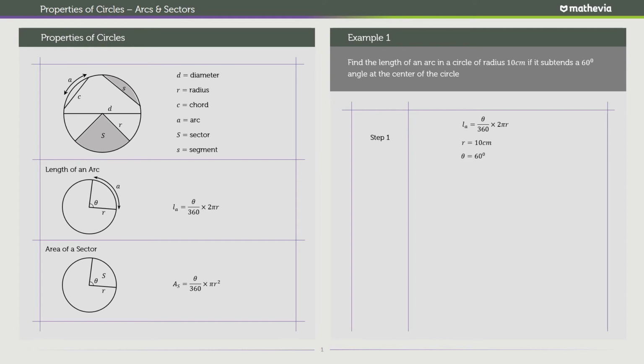Then the length of an arc is theta over 360 times 2 pi r. R in this case is 10 centimeters, theta is 60 degrees, and we just go ahead and say 60 divided by 360 times 2 times 22 over 7 times 10. And in the end, we have the length of this arc as 10.48 centimeters. Okay, let's move on.